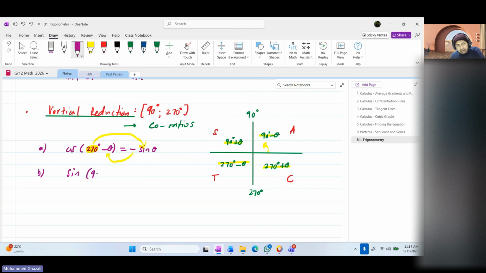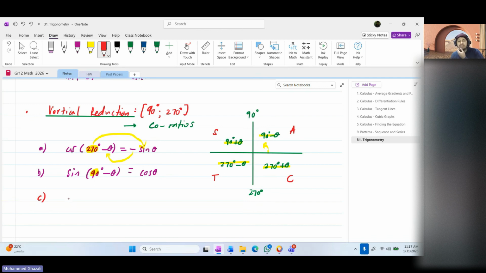What is sine of 90 minus theta? That is in the first quadrant, all is positive. So positive cos theta. See, sine changes to cos because of the vertical.